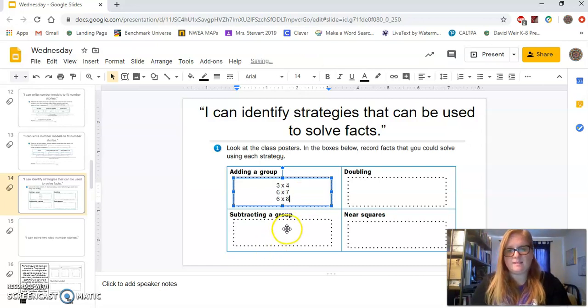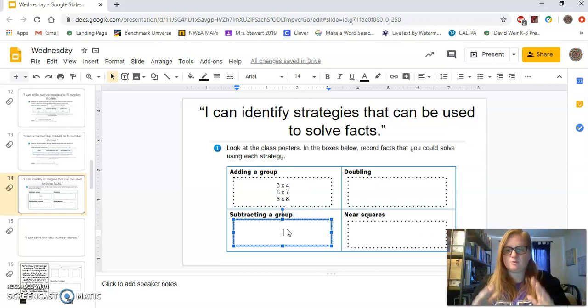Okay. Subtracting a group, it's the same thing. So let me say I want to use my 5s, okay? Because that's something I know how to skip count really easily. So what would be a subtraction that I could get any of those answers? Those would be my 4 times tables, right? So I can get 4 times 6 by knowing 5 times 6 and just subtracting a group of 6. So I could also do 4 times 7, 4 times 8. Any of those would be easily done to subtract a group because I could solve it with my 5s.